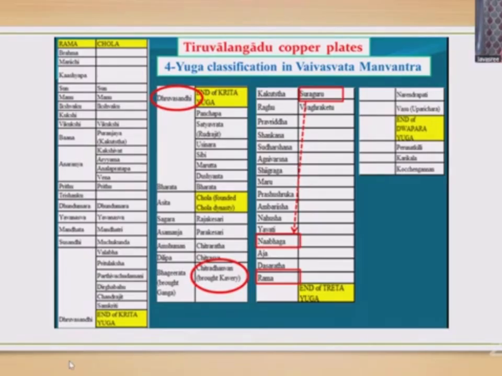So it's all in the Treta Yuga period, they say. So it's a countable time or a historical time, not lakhs of years ago. And here I have boxed Suraguru. Suraguru is in the Chola dynasty. And I have connected him to Nabhaga, who was the great grandfather of Rama.